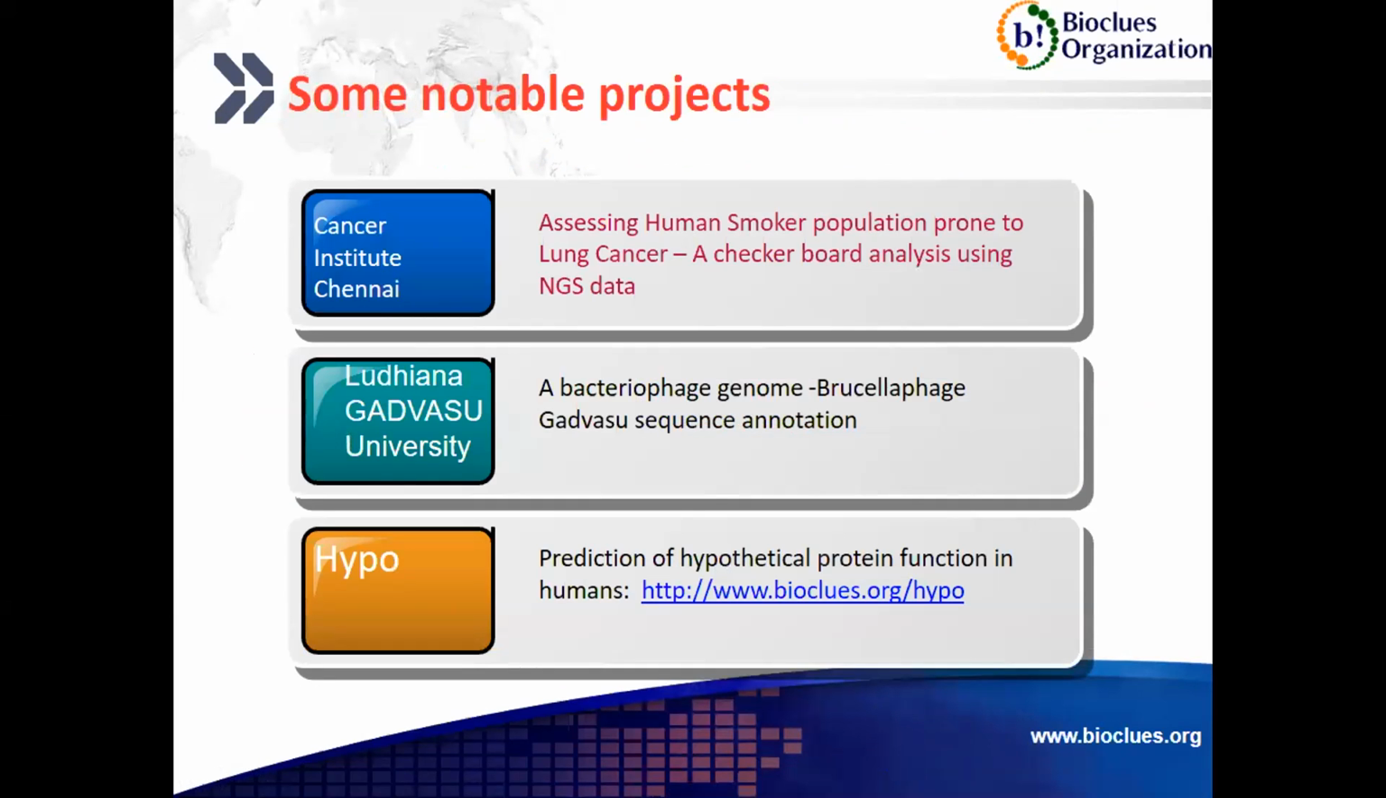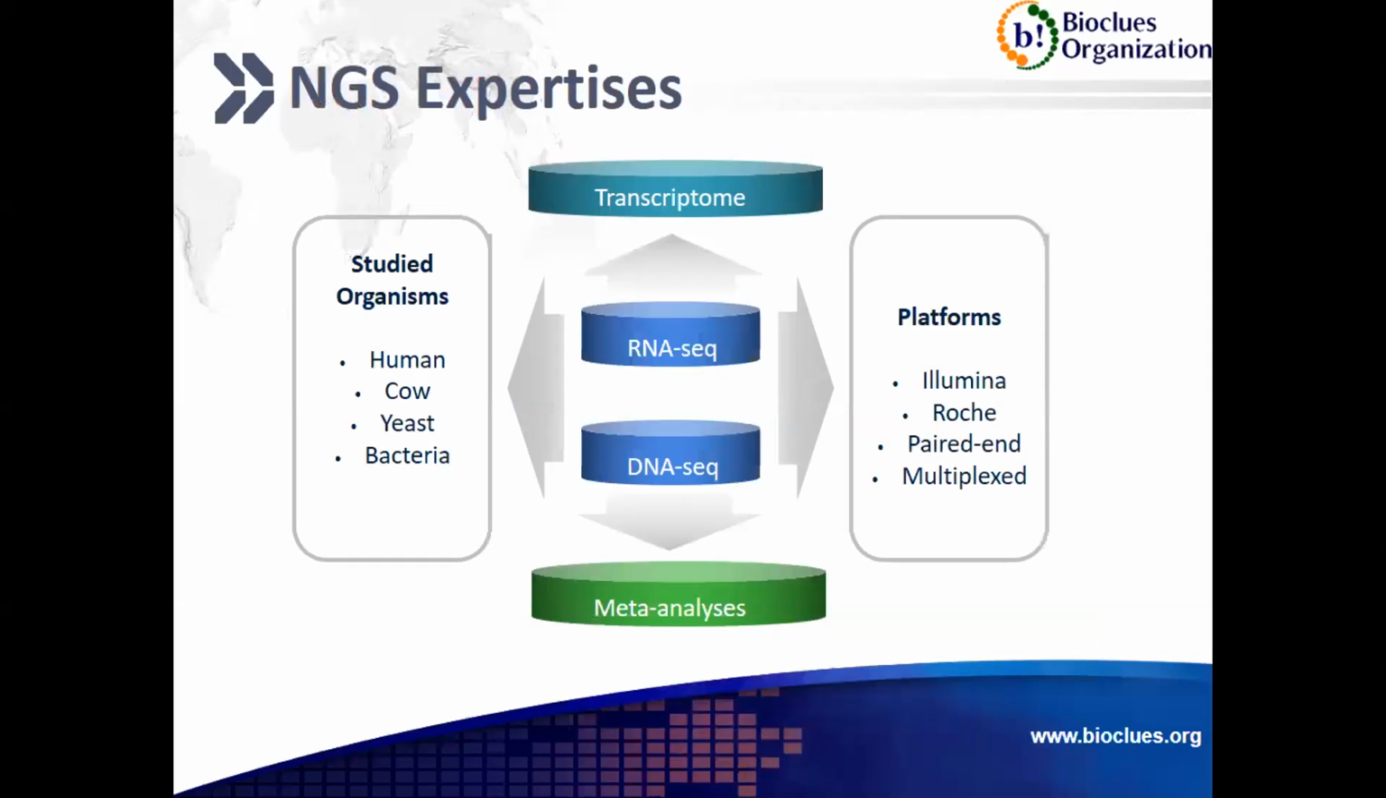Some notable projects of BioClues have been with Cancer Institute Chennai, assessing the human smoker population prone to lung cancer, a checkerboard analysis using NGS data. It has also been with Ludhiana University, a bacteriophage genome, Brucella phage annotation, and there has also been the HYPO project, prediction of hypothetical protein function in humans.